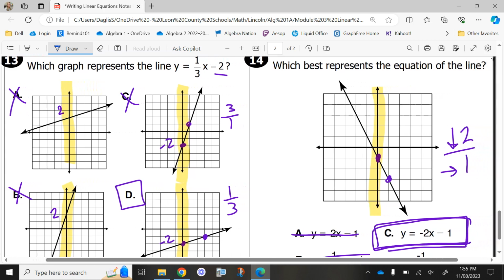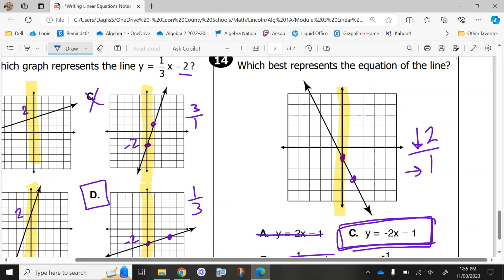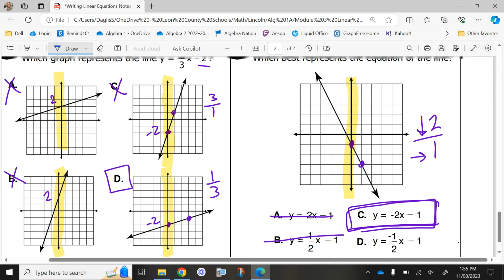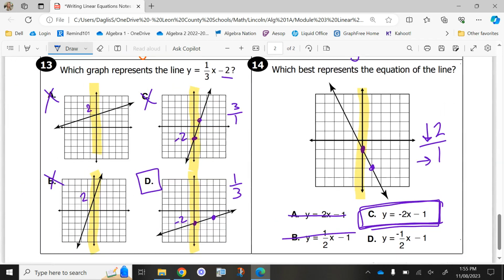And then our final piece, number 14, gives me a graph this time and wants me to pick the right equation. So the first thing we looked at in number 14 was I asked them, is this line going to be a positive or negative slope? They all said it's going to be negative because if you trace your pencil from left to right, your pencil will fall down. So we were able to eliminate choices A and B right away because they both had positive slopes and we know we need a negative slope.